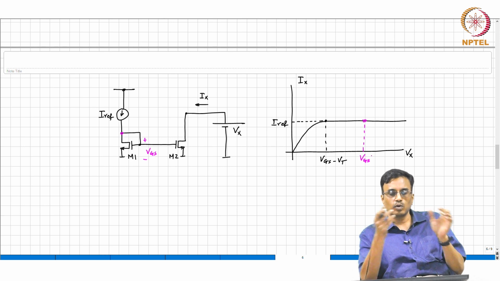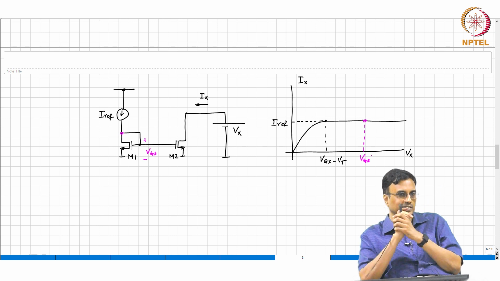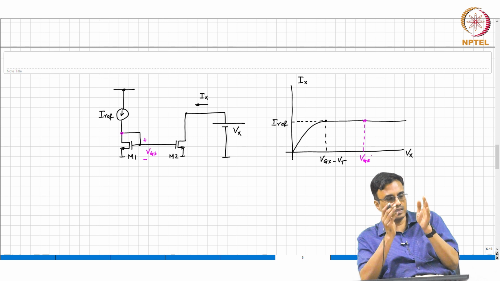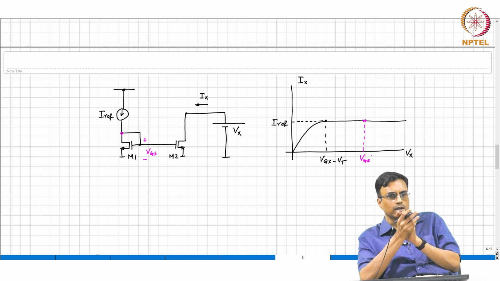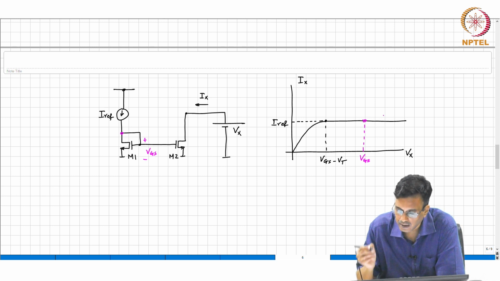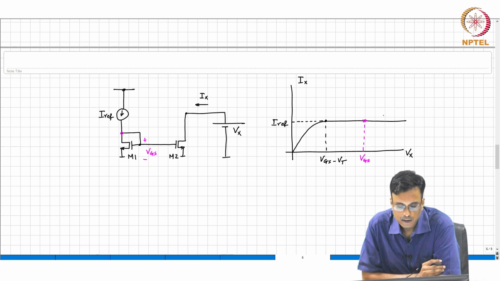In both cases the gate source voltage is of course constrained to be the same. So, if the drain source voltage is exactly the same for both M1 and M2, then you will have exactly the same current, correct. Now, if Vx increases beyond Vgs, do you think the current must increase or decrease?